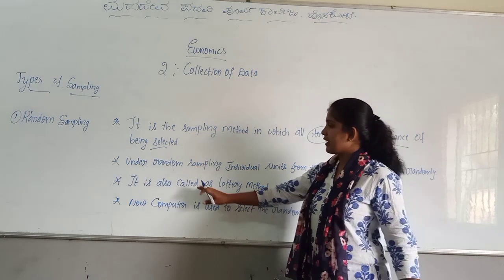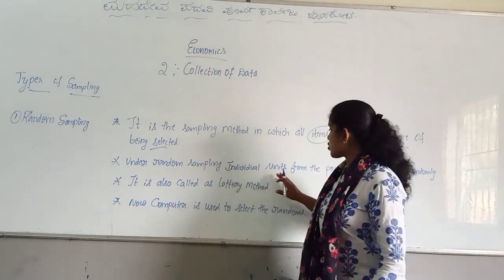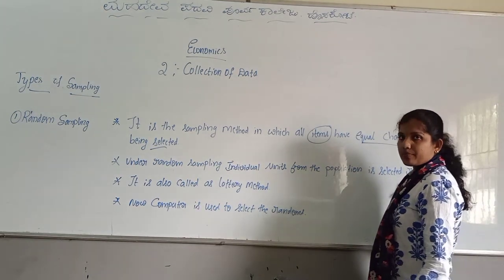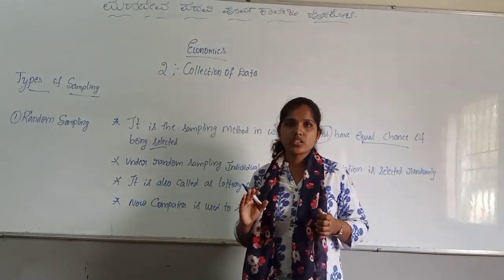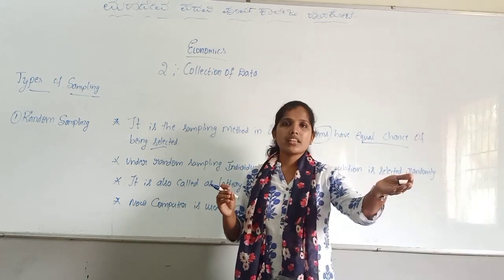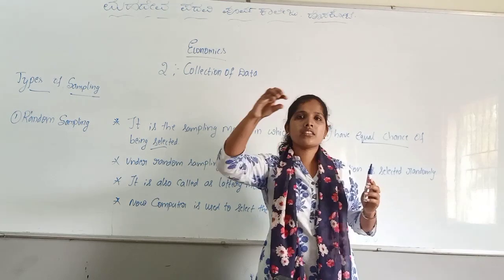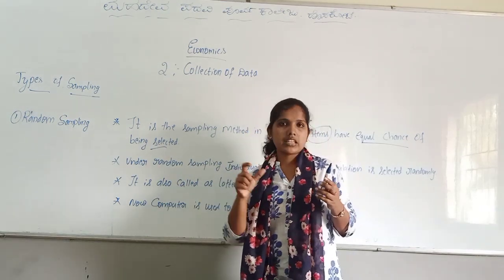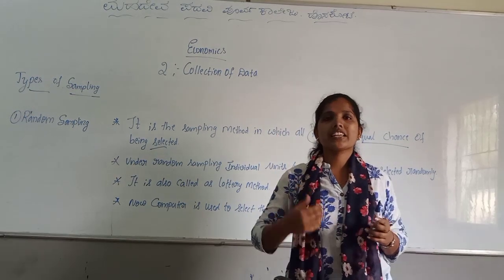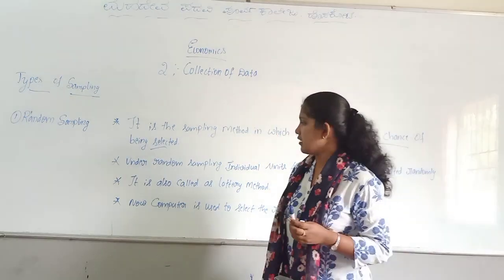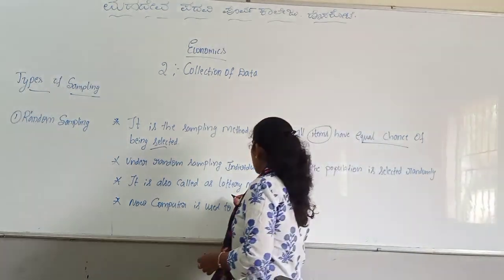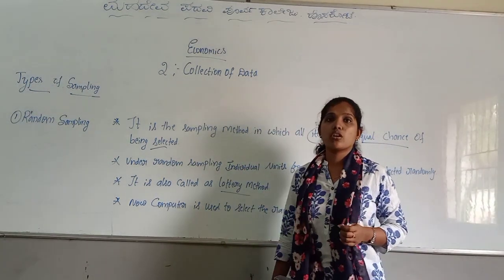Under random sampling, the individual units from the population are selected randomly. From the entire population, the investigator is going to select the units randomly. He won't fix that only the first 10 samples or the last 10 samples are wanted. He might take any samples in between and make the study. It is also called the lottery method. You have to understand the meaning of this word lottery method.